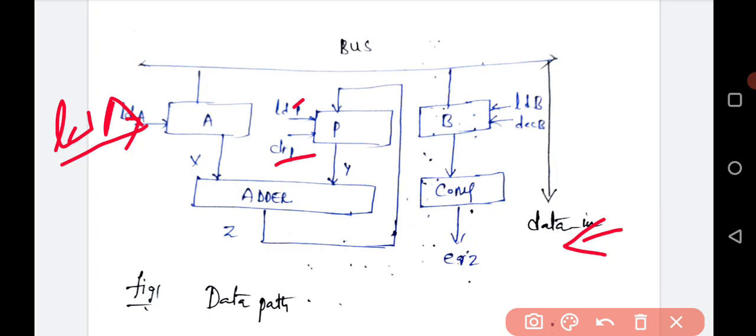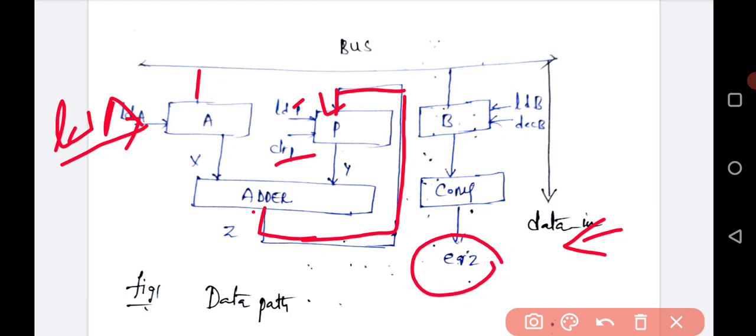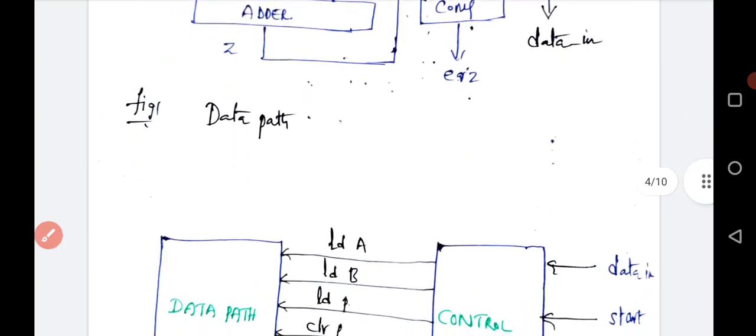So this is just a data path representation of how data is loaded in register A, and initially the P value is 0, so 0 plus A, that resultant value is again stored in register P for adding to the previous results. This can be carried out up to the B value being equal to 0. When the B value is equal to 0, then we come out of the loop. So that is nothing but the data path.